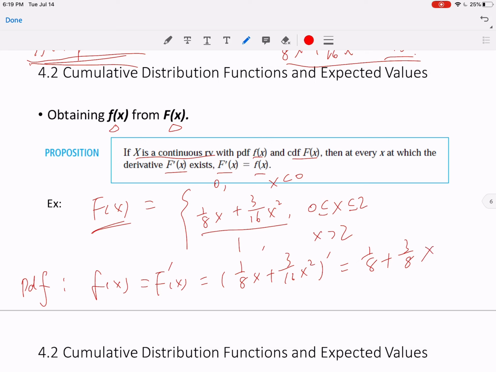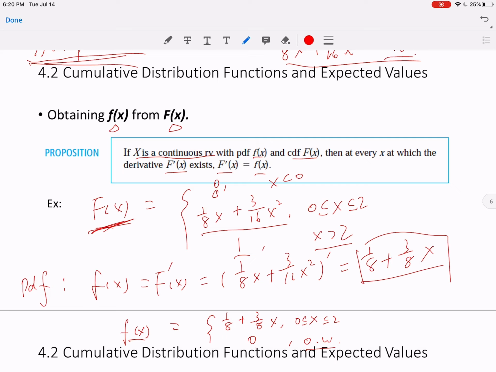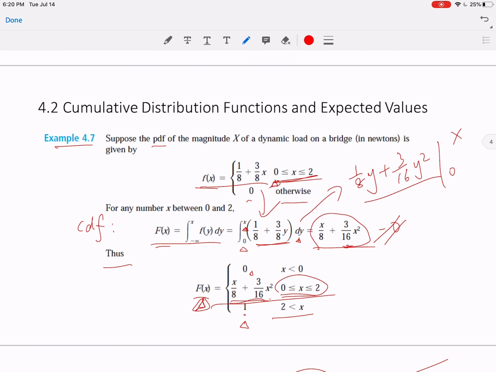And if you just put it in a general form, f of x would be equal to 1 over 8 plus 3 over 8x if x is greater than 0, less than or equal to 2, and then 0 otherwise. So why is 0? If we think of the interval x is greater than 2, we have that the CDF is equal to a constant number, and we know that the derivative of a constant number is 0. So of course the derivative of 1 is 0, and derivative of 0 is going to be equal to 0 as well. That's why we have that the PDF is going to be equal to 0 otherwise. And of course the PDF here is exactly the same thing as given in the problem here.